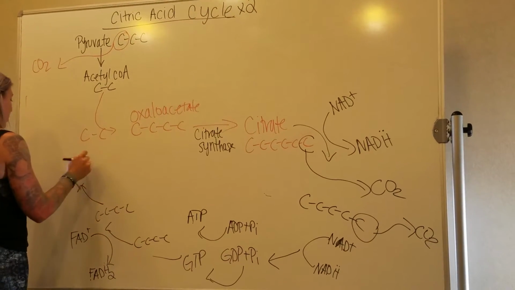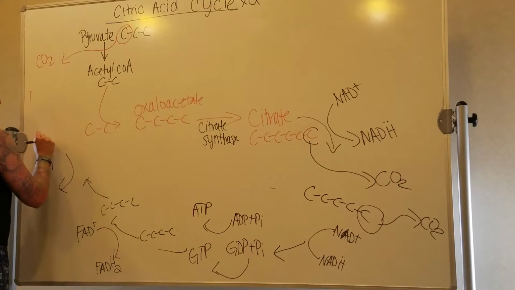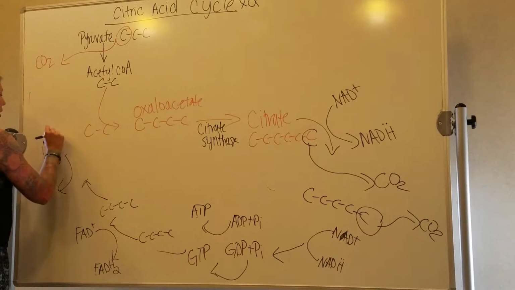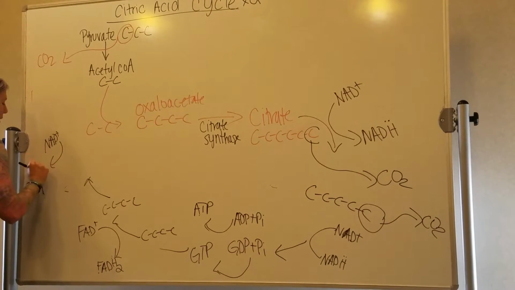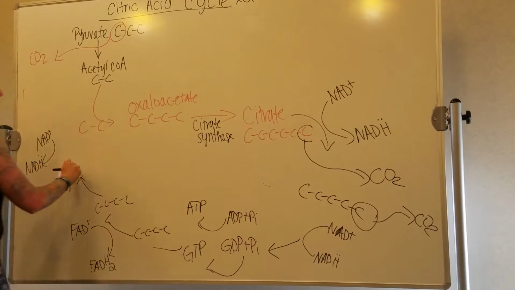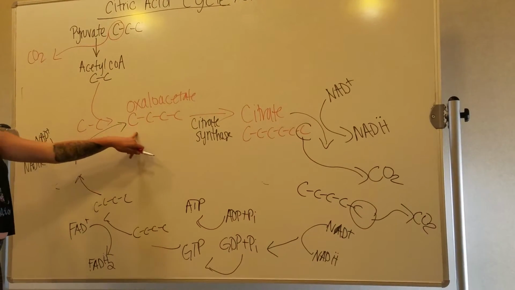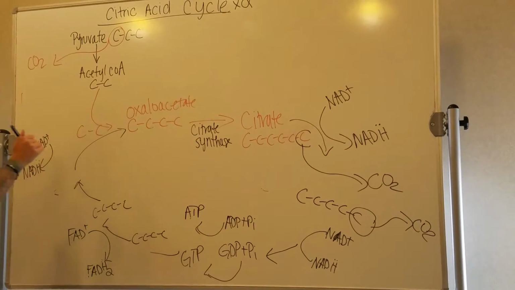So then up here somewhere, you're going to have the final NAD plus yields NADH, again the reduced version. And then it comes back to its maiden name, oxaloacetate. So the housewives got what they wanted.